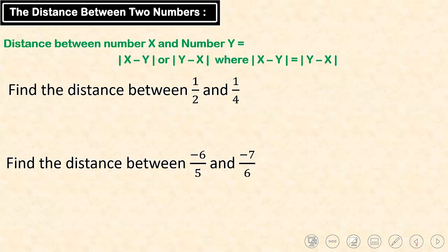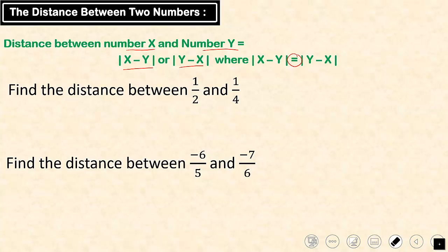The distance between two numbers. How can I find the distance between two numbers? Simply, to find the distance between number x and number y, it's the absolute value of x minus y or absolute value of y minus x, where absolute value of x minus y is equal to absolute value of y minus x. So to find the distance between any two numbers, simply do the absolute value of the subtraction or the difference between those two numbers.